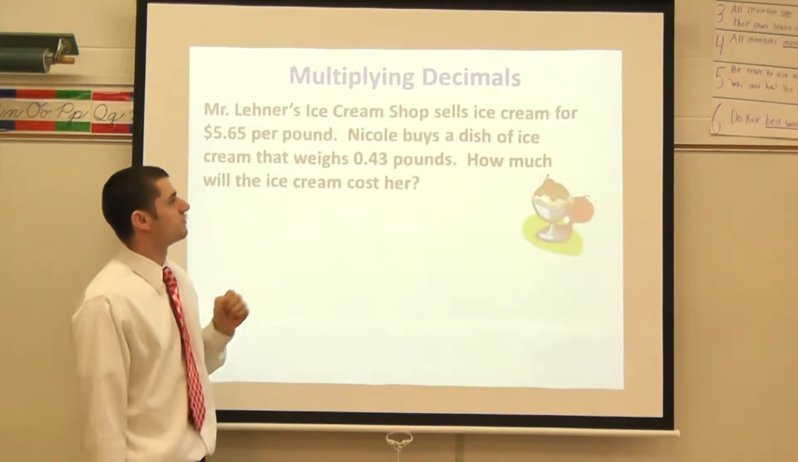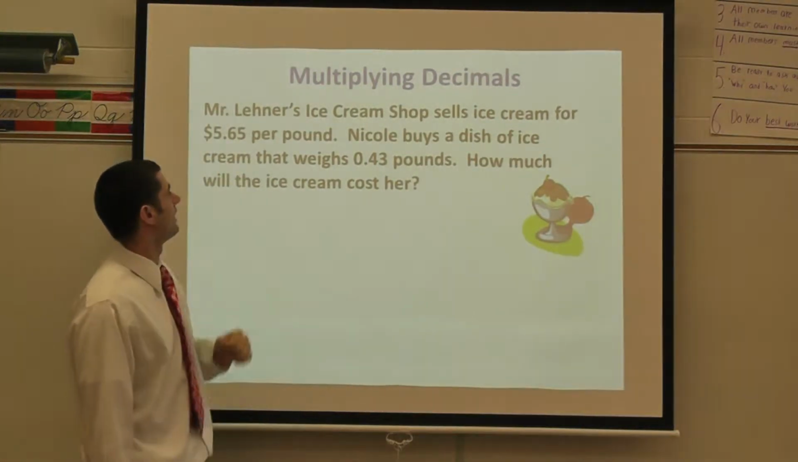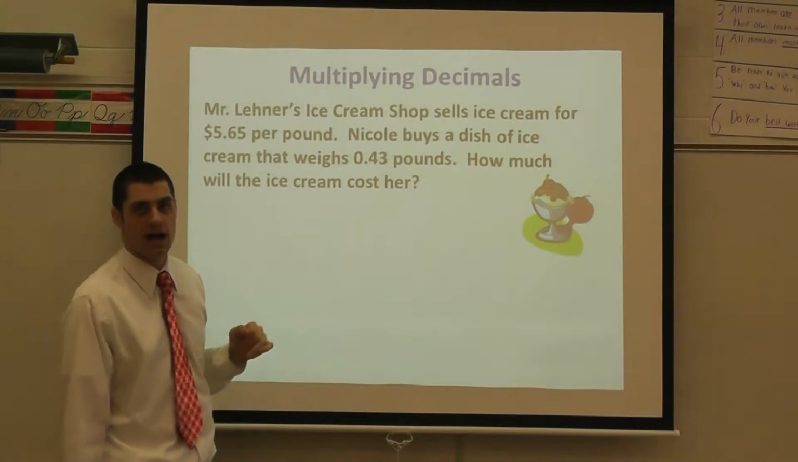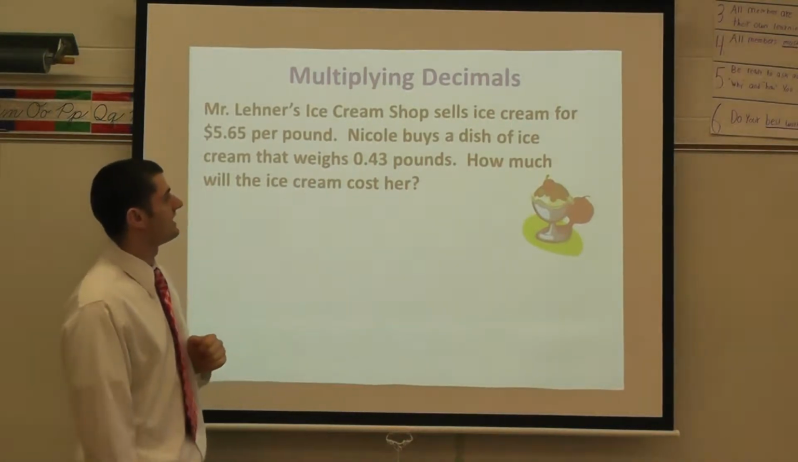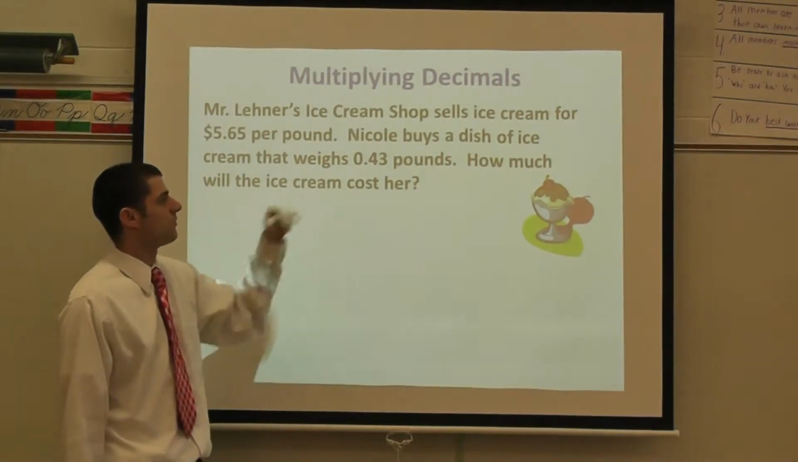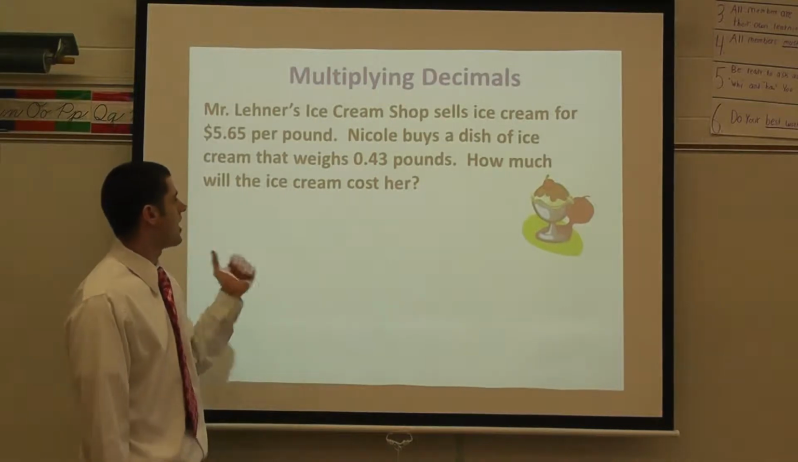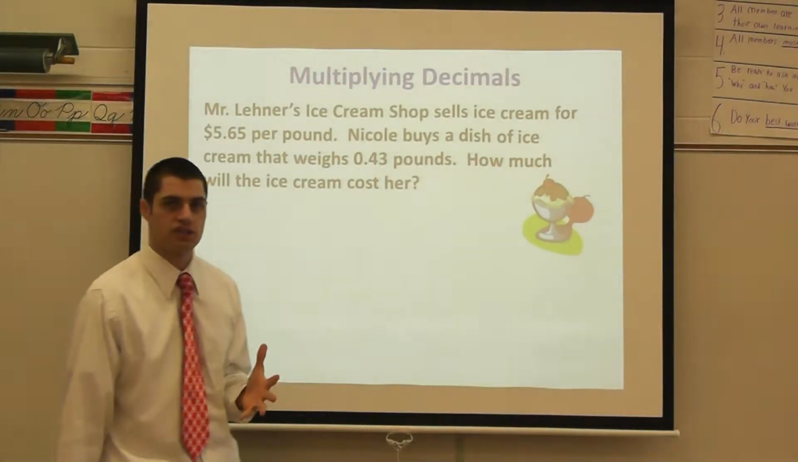Mr. Lehner's ice cream shop sells ice cream for $5.65 per pound. Nicole buys a dish of ice cream that weighs 0.43 pounds. How much will the ice cream cost her?